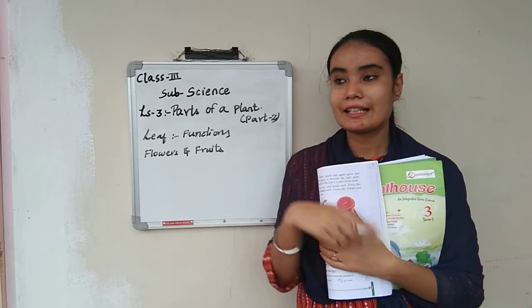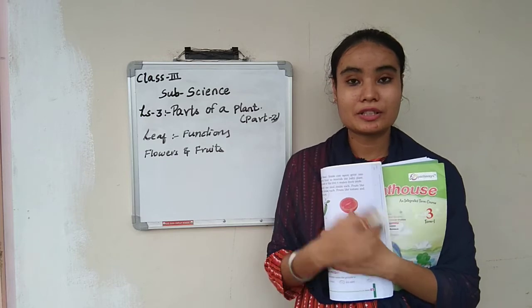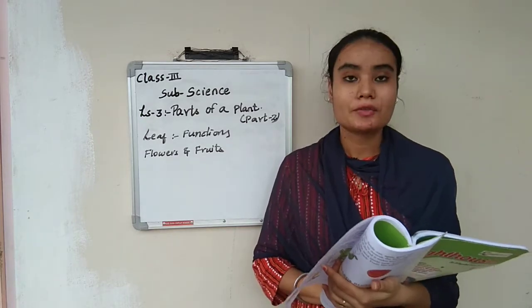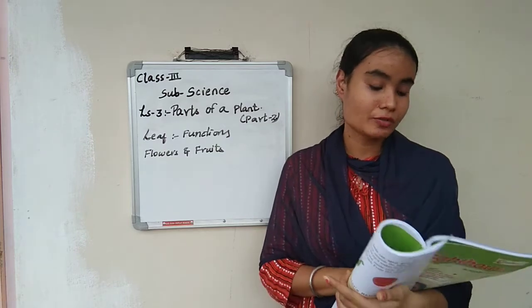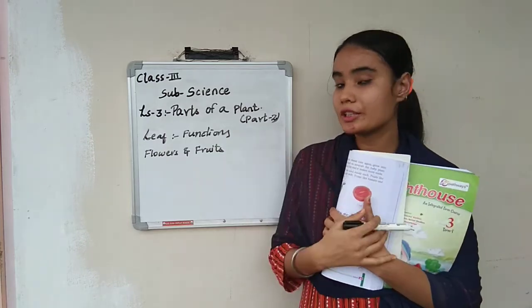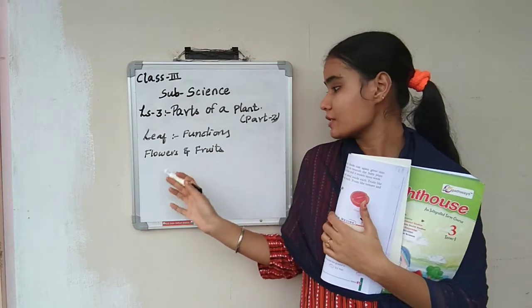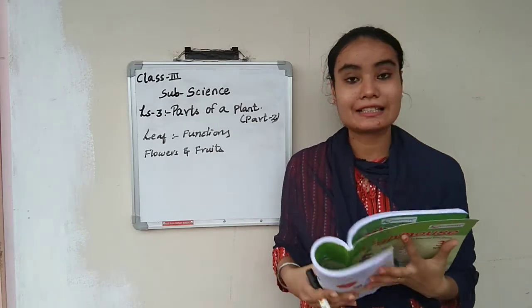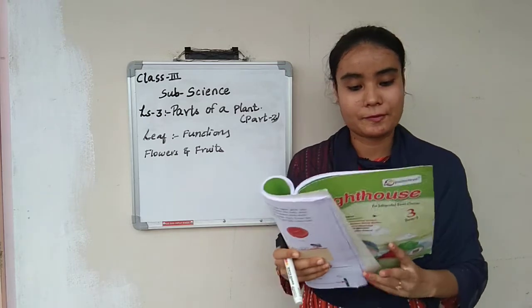Before starting, in part 1 we learned about the parts of a plant: the root, the functions of the root, the stem, and the functions of the stem. Today we will discuss the leaf, its functions, flowers and fruits. All of you take out page number 98. Let us start with the reading activity, leaf.